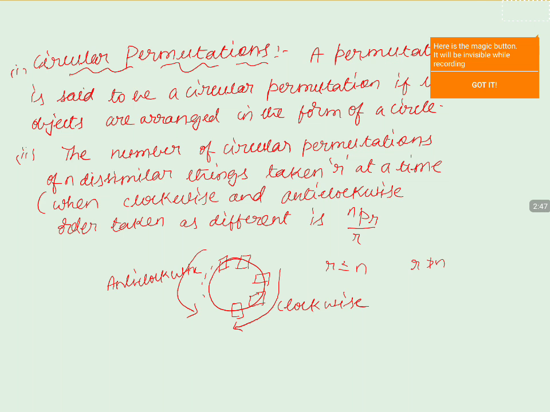So the thing we have to remember in this point is that clockwise and anti-clockwise order is always different. That's why it can be represented as nPr by r. This is the explanation of the second point of circular permutations.